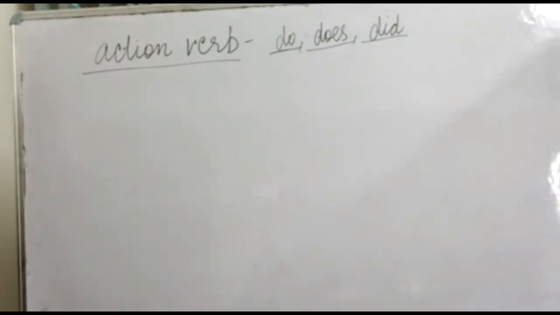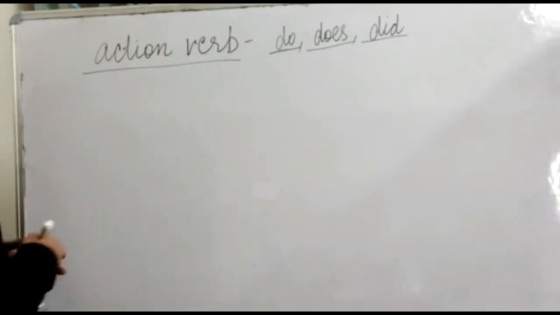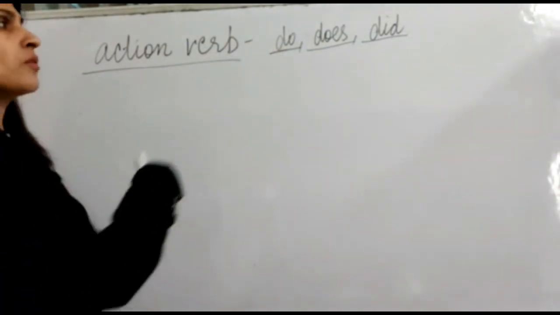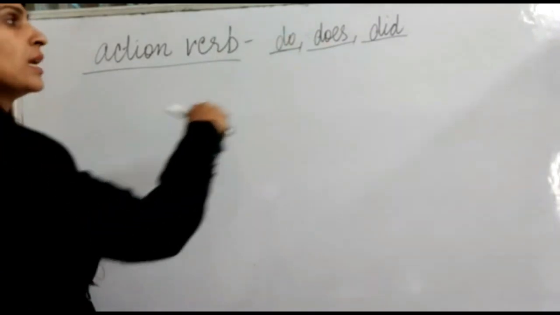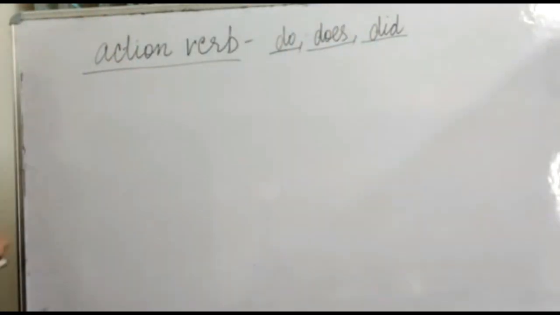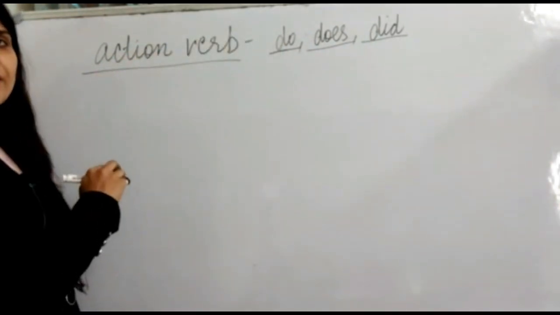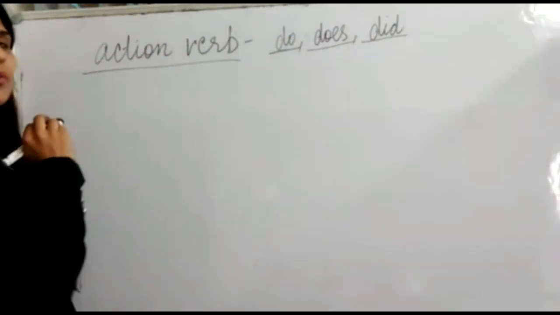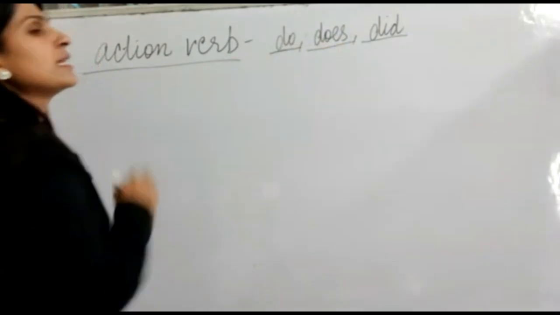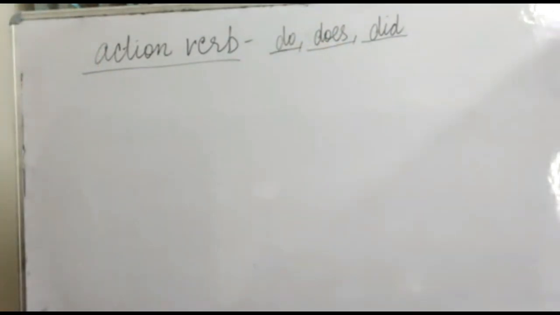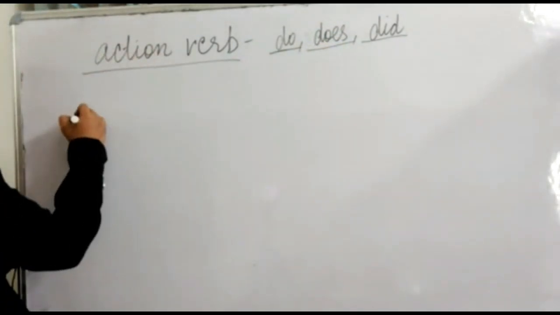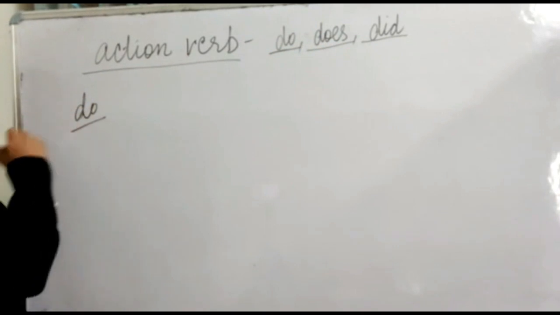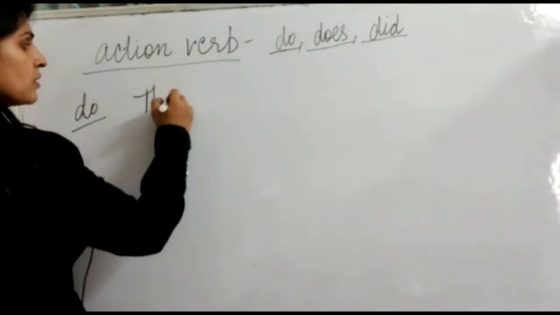When we have an action verb in the sentence, then the interrogative sentence starts either with do or with does or with did. Now let's see where we have to use do, where we have to use does, and where we have to use did in the interrogative sentence. Let's start with do.